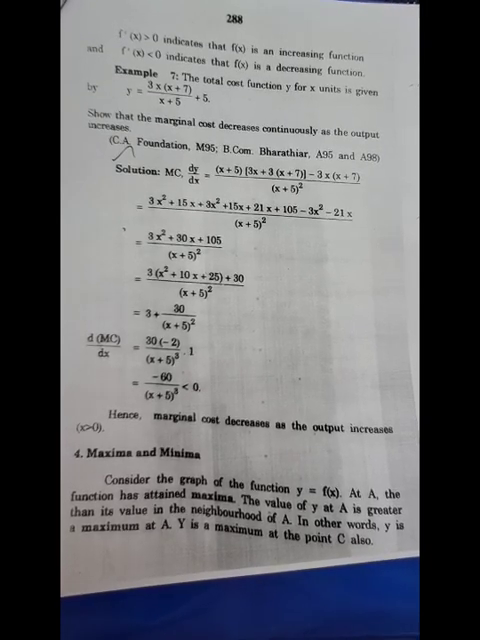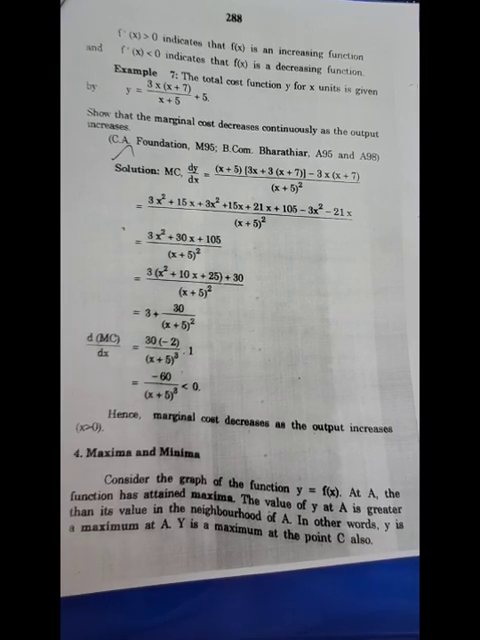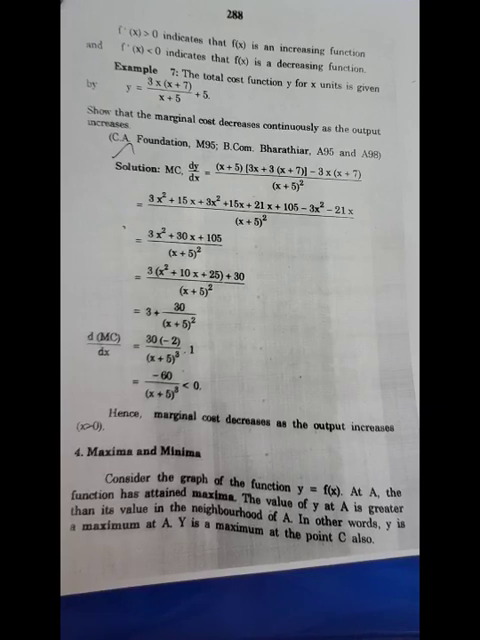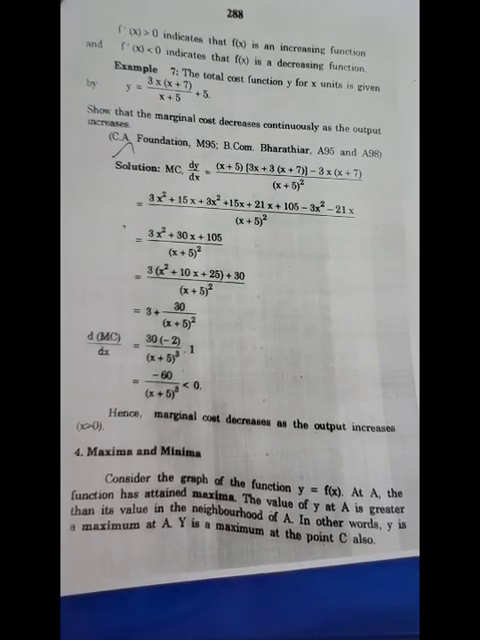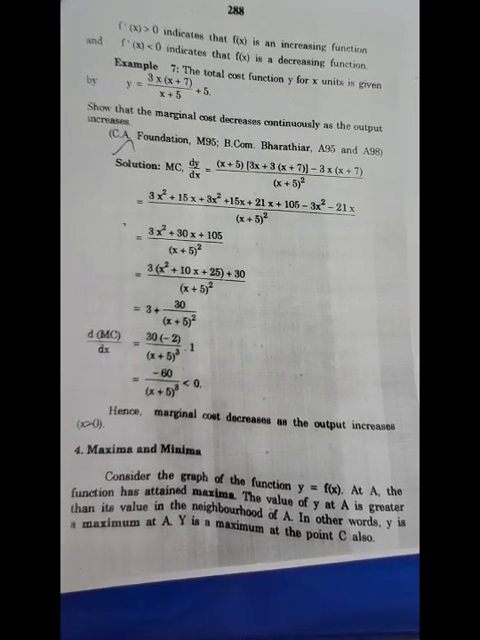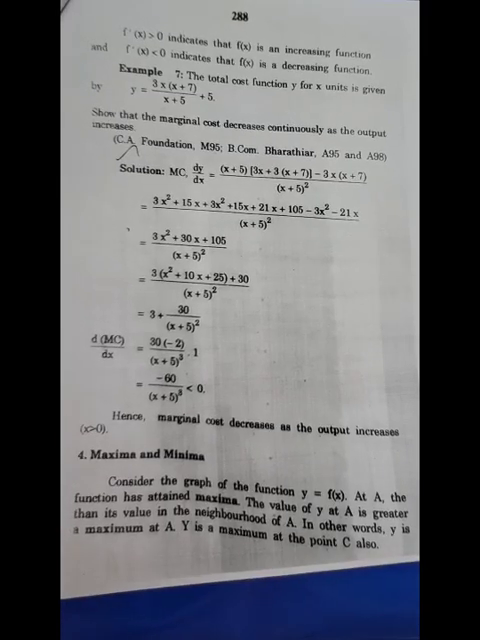So d by dx of MC is equal to 30 into minus 2 divided by (x+5) the whole cube into 1, which is equal to minus 60 divided by (x+5) the whole cube, which is less than 0. Hence marginal cost decreases as the output increases.